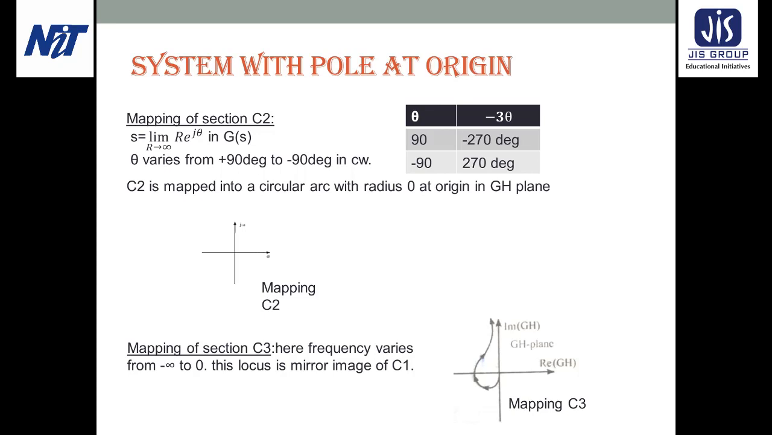Next is the mapping of section C3, and in section C3 the omega is varying from minus infinity to 0. That means this is the mirror image of section C1. So this is just the mirror image of section C1 and you have to check the arrow signal accordingly. And next is the C4 section.